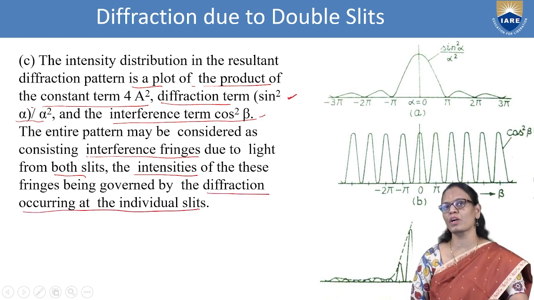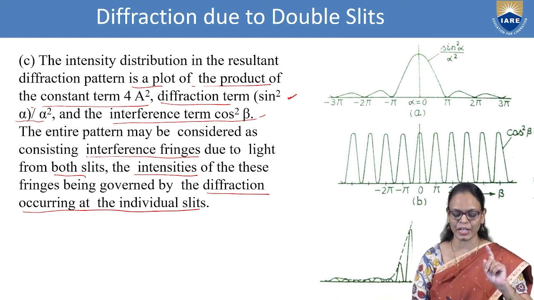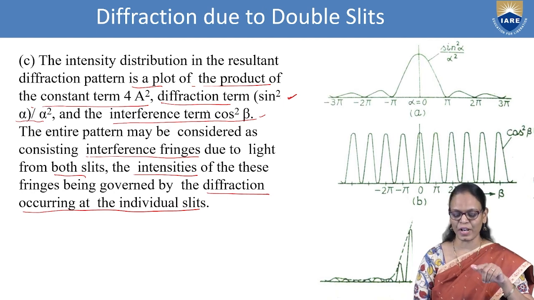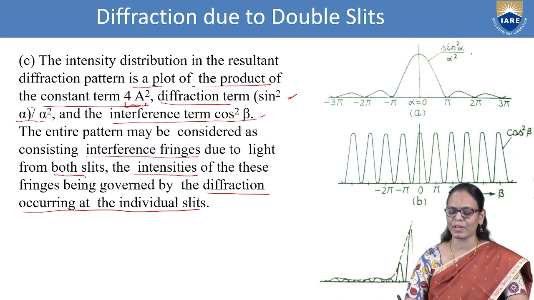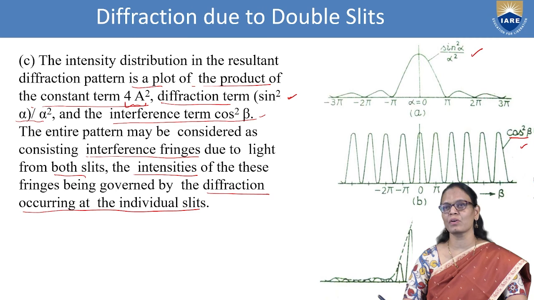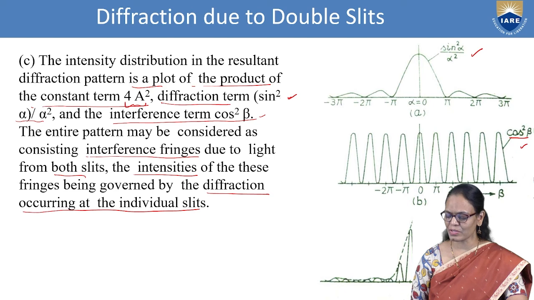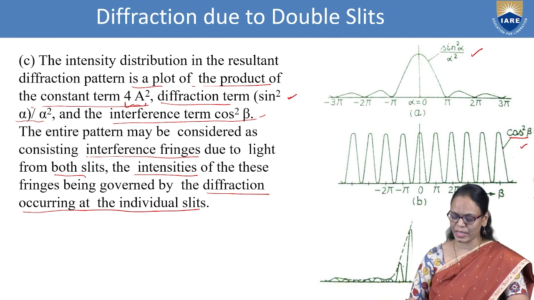So this is the gist of what we have seen till now. If you have two slits, we have a diffraction term and also an interference term, and we have a constant, and the resultant pattern is going to be like this. This is due to the sine square alpha by alpha square diffraction pattern, and this is due to cos square beta, the interference pattern. So at a point on the screen, the resultant is due to both. Due to 4a square sine square alpha by alpha square into cos square beta, the pattern we are going to get is something like this.